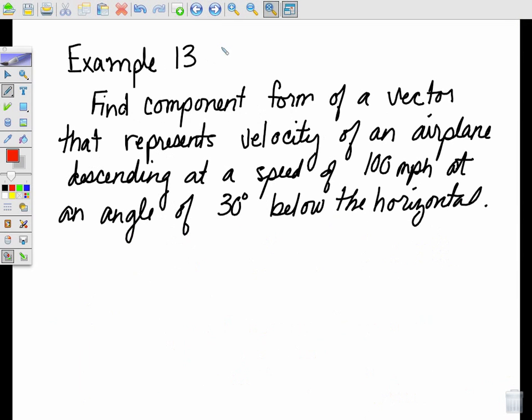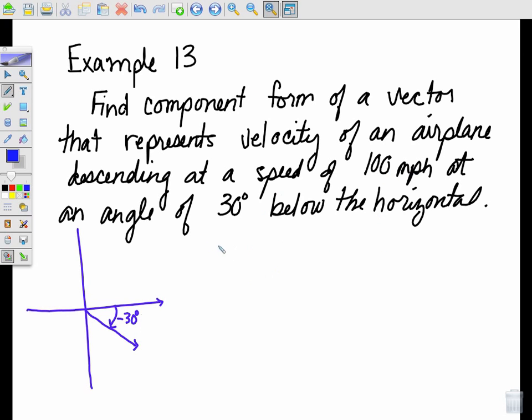All right, let's go ahead and jump over to example 13. In example 13, we are to find the component form of a vector that represents the velocity of an airplane descending at a speed of 100 miles per hour at an angle of 30 degrees below the horizontal. All right, we've got our x and y axis. We've got our airplane descending 30 degrees below the axis, so this angle is negative 30. And we've got our velocity of 100 miles per hour.